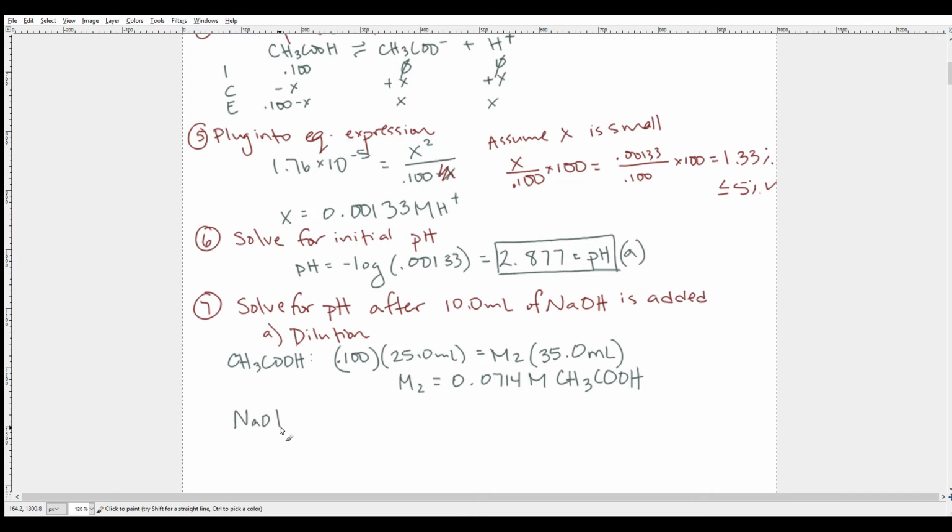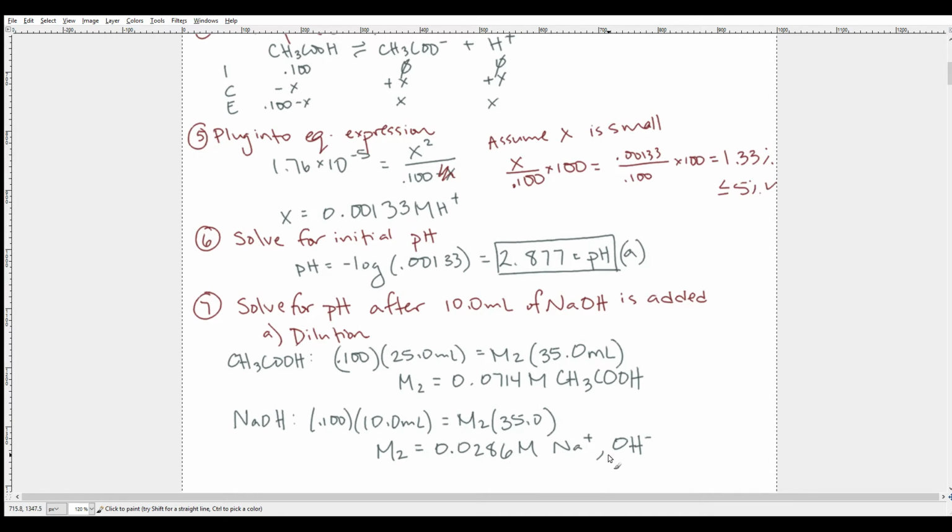So let's figure out the sodium hydroxide ones though. 0.100 times its initial concentration, that's how much we've added, over 35. Oh, I'm being weird about units. Oh well. That is not a concern right now. 0.0286 molarity sodium hydroxide. So this is strong, which means I know these are the concentrations of its ions right away. I don't have to make an ice chart to figure that out. Okay, so let me just look ahead and make sure. Yeah, I'm going to have to create an ice chart to figure out my concentration of hydroxide ions.